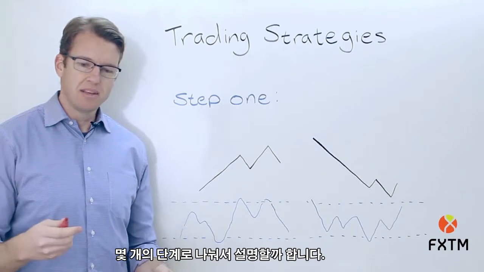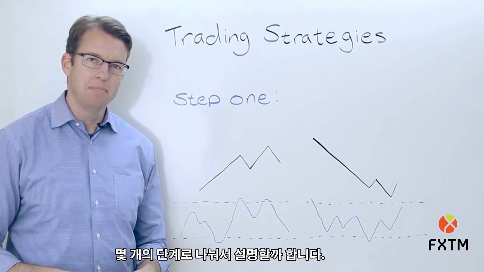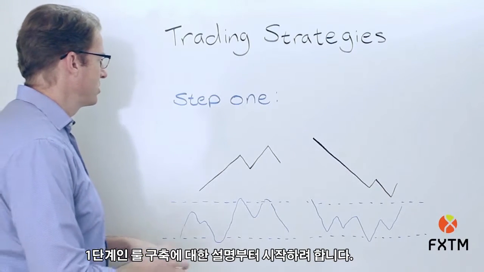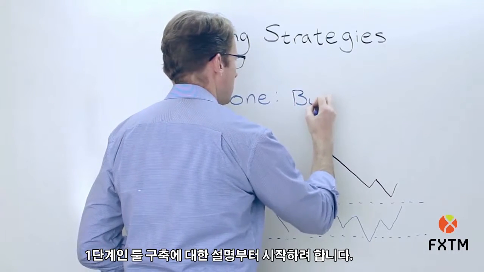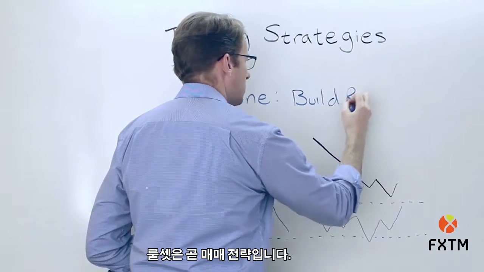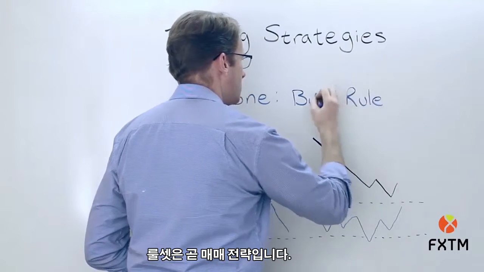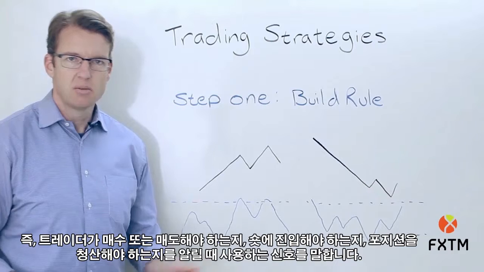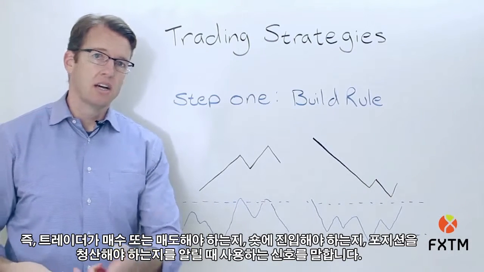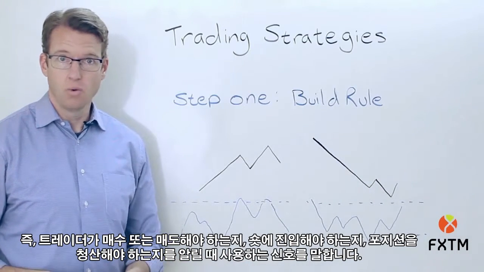So I like to separate this up into a couple of steps. Today, we're going to start with step number one, which is to build our rules. A rule set is just: what is the strategy? What is the signal that we're using to indicate whether or not a trader should be buying or selling, shorting, closing their trade, or what have you?